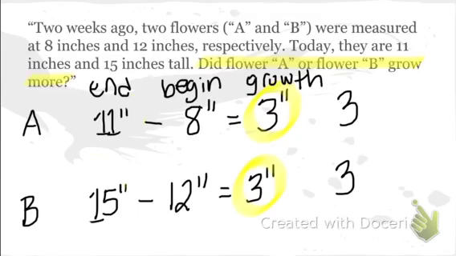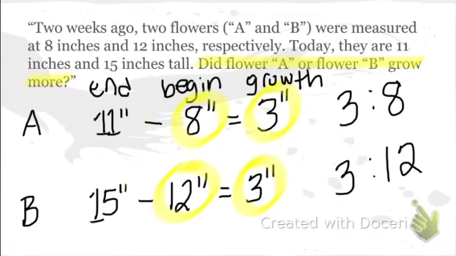So now let's go ahead and look at the beginning size. That started out as 8. This started out as 12. And then they both grew 3 inches. So 3 compares to 8, and then we're going to compare 3 to 12. Because when it started out as 8, it grew 3 inches. Started out as 12, grew 3 inches.